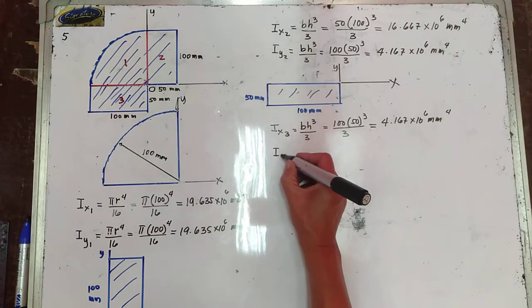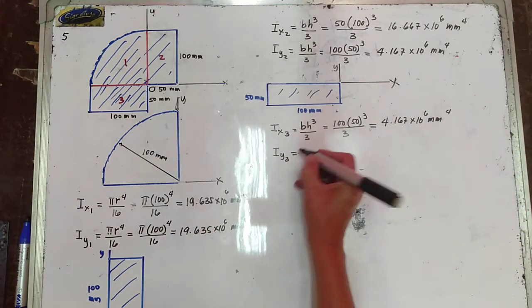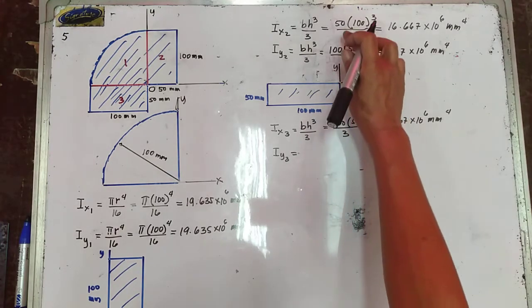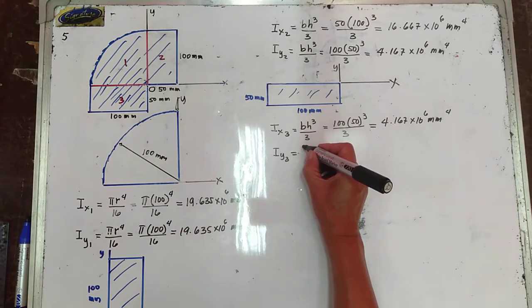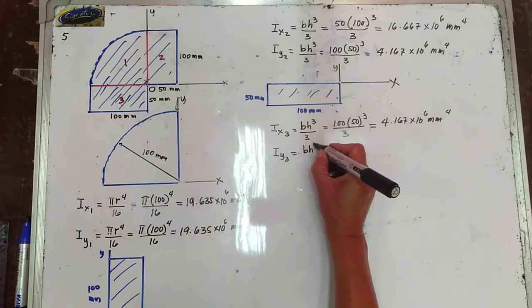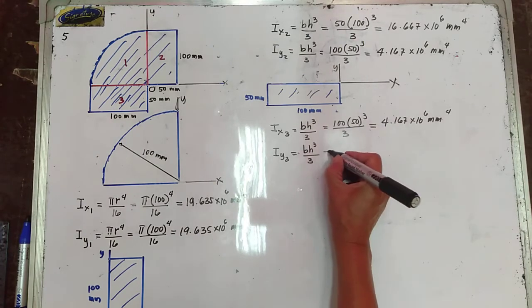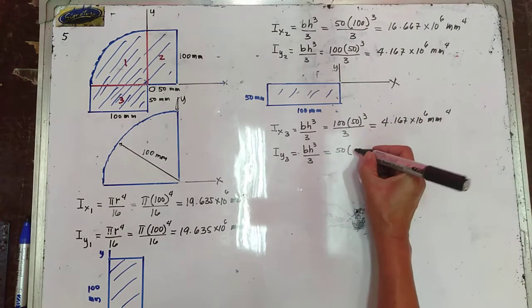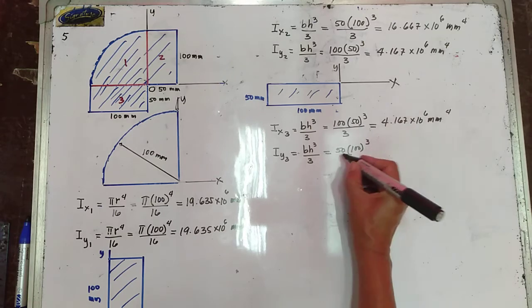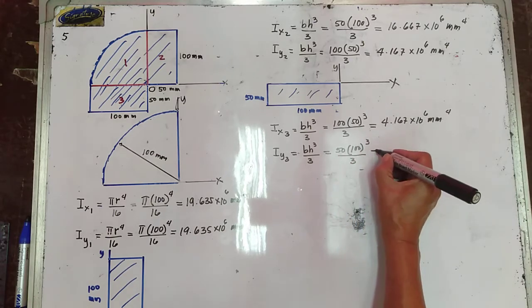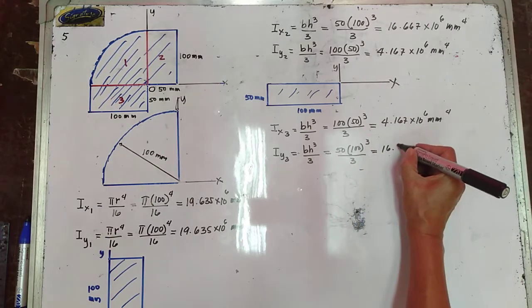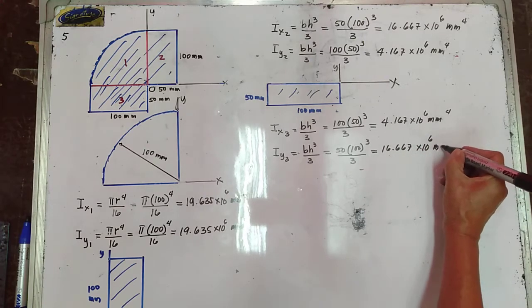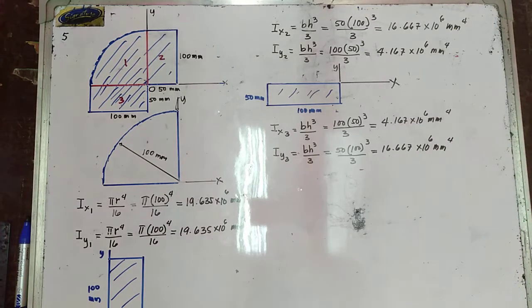And your Iy3 is still, it coincides. The base in here coincides with the y-axis. Again, that is bh cubed all over 3. So your b is 50, your h is 100, cubed all over 3. So this is 16.667 times 10 to the 6 millimeter raised to the 4th.